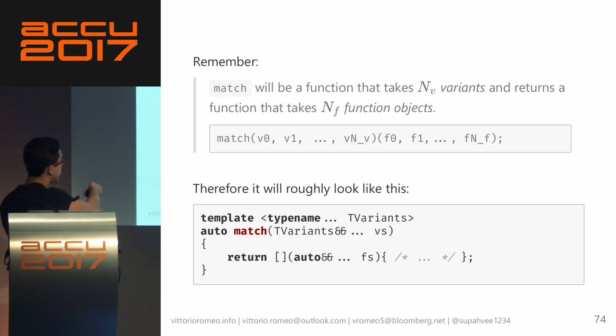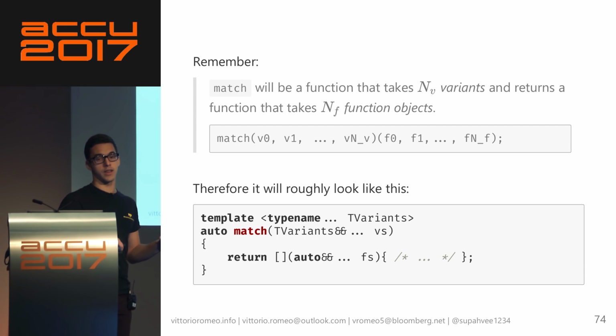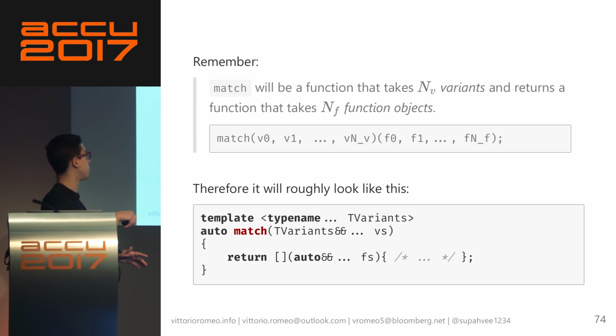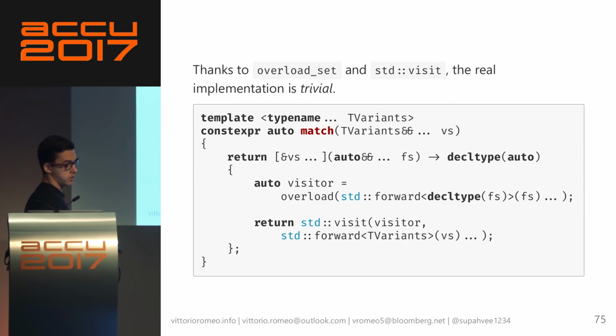So if we want to translate this conceptual idea to code, we will see that match will roughly look like this. We will have this function that takes a bunch of variants, and will return another function that takes a bunch of functions. So this is the skeleton of match, and it's just there to tell you how to translate this idea to some possible implementation.